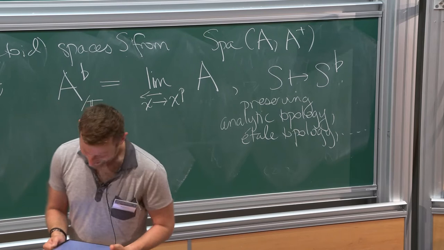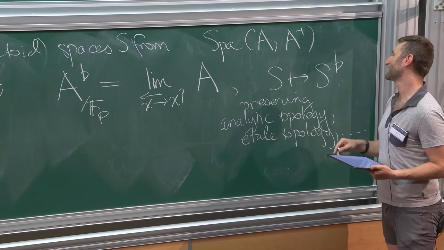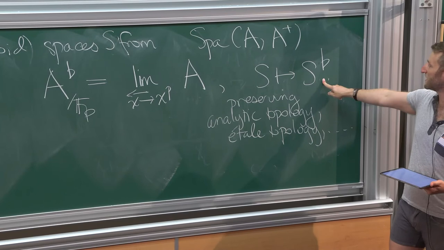And so a lot of the theme in what I'm about to say is like, well, when you pass from S to its tilt, what have you forgotten? And the thing that you've forgotten is how to untilt. And untilting is key to answering the question from the beginning, like what is a map from something in characteristic p to Spec Q_p? It's going to be an untilt.